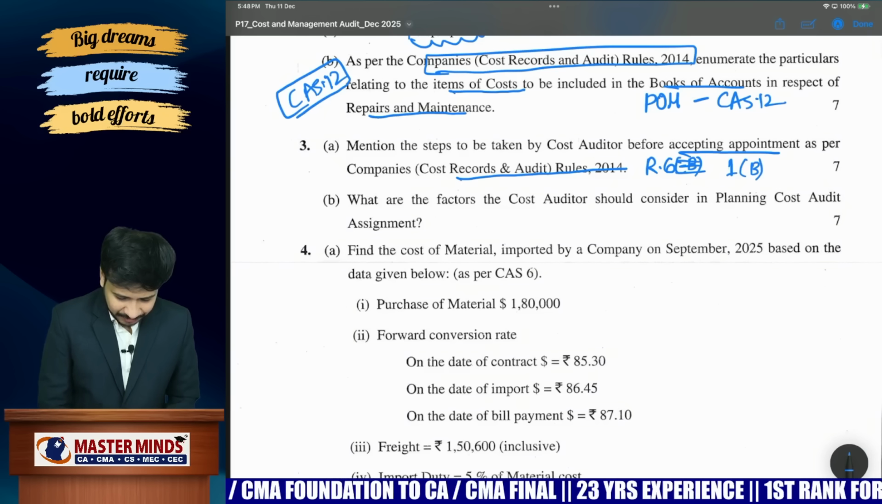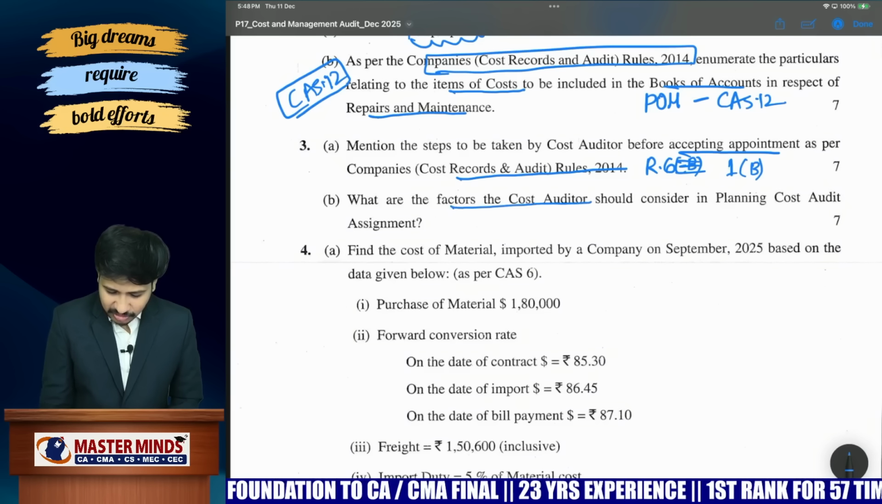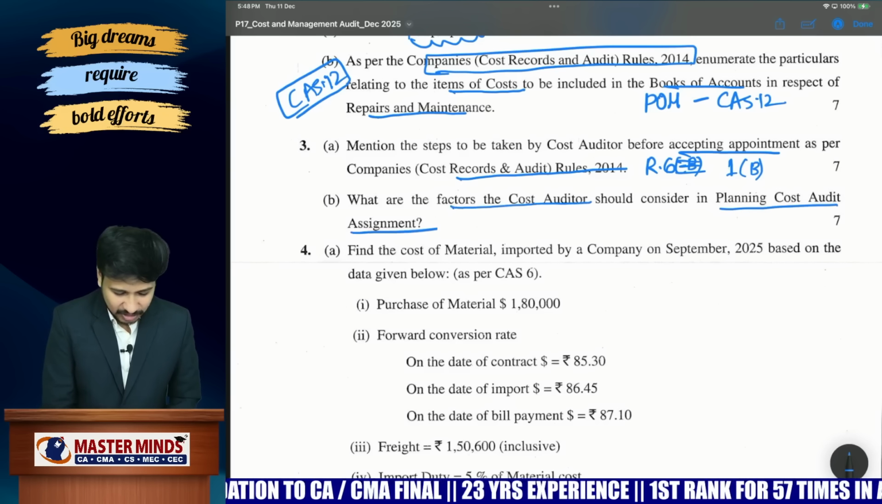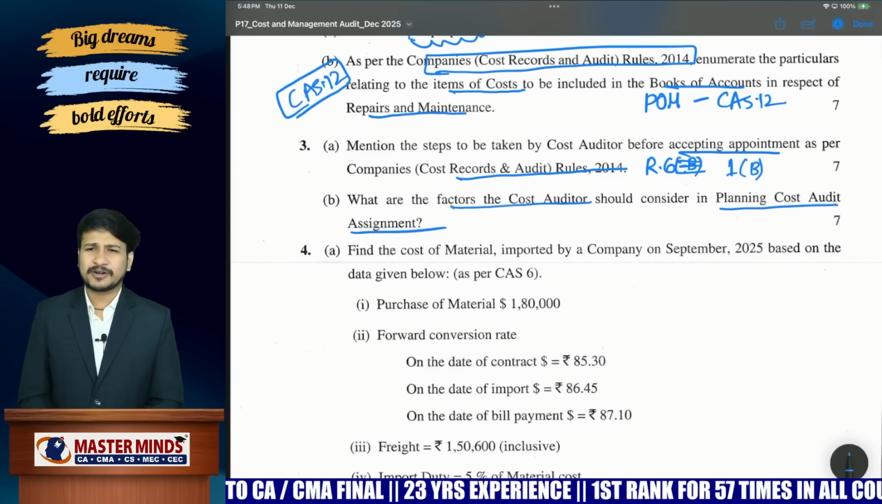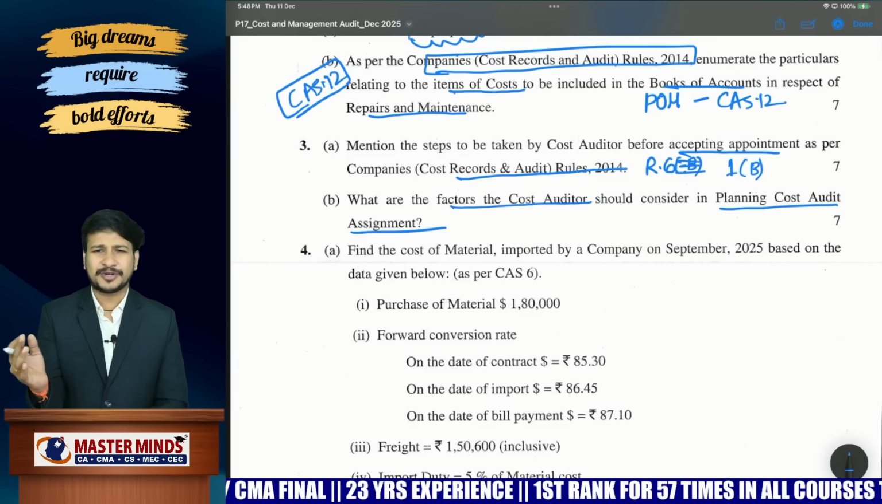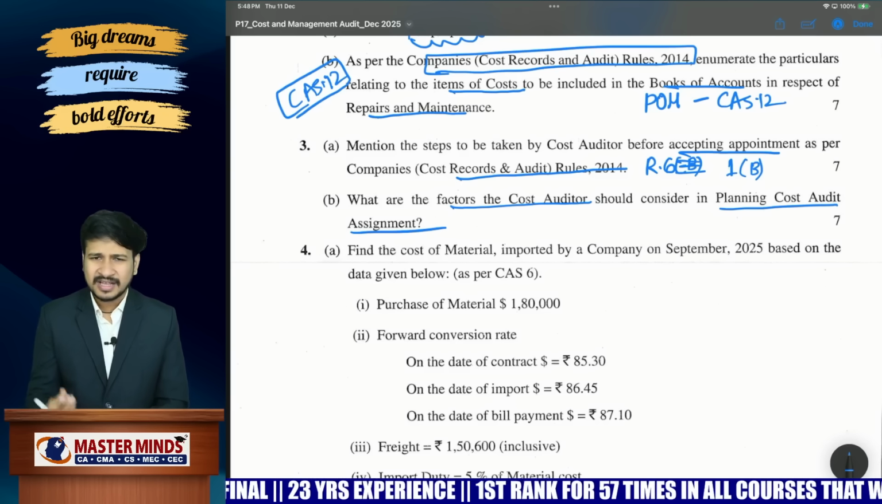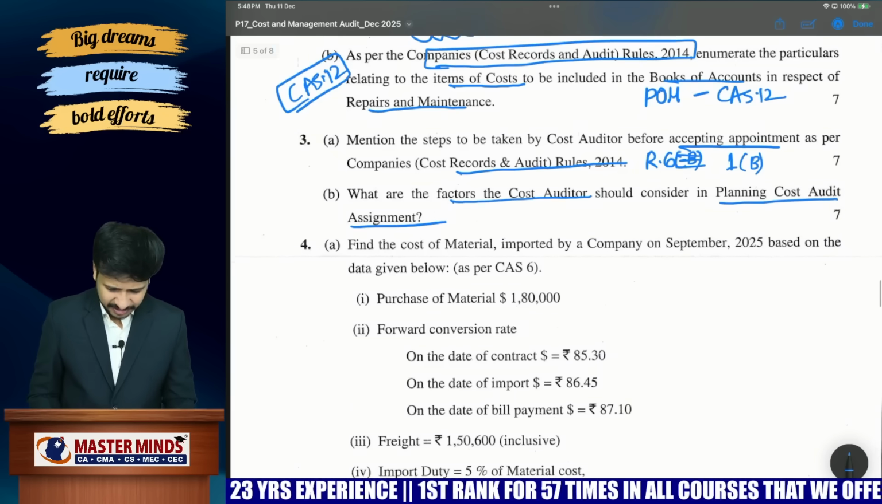Coming to 3B, factors the cost auditor should consider in planning the cost audit assignment. There's a chapter called cost audit program. So from the cost audit program, this is the first and foremost thing, and also easy, nothing difficult at all.